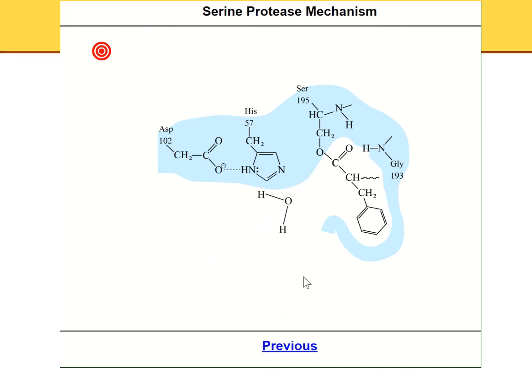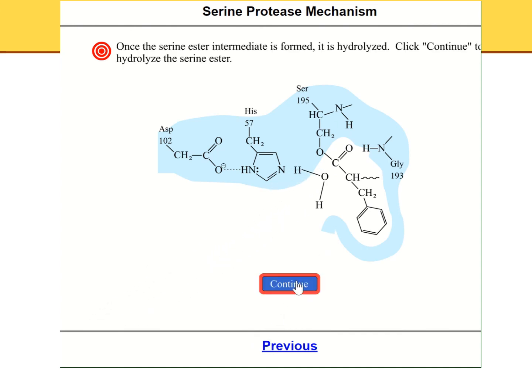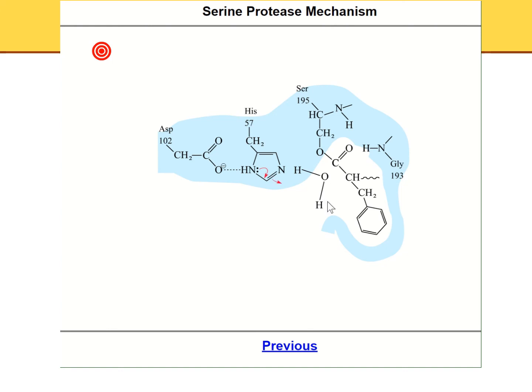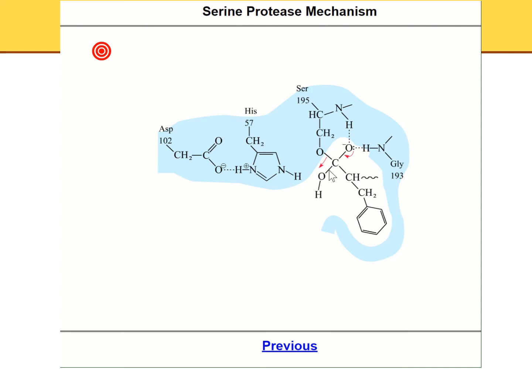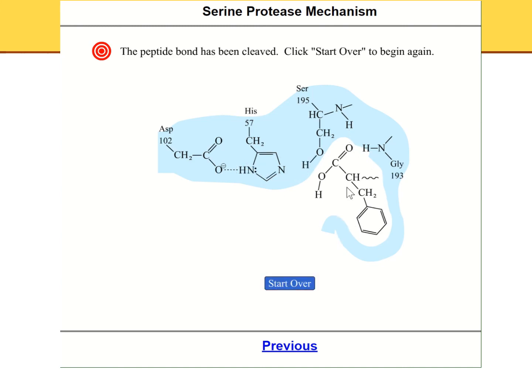And then water comes in. Again, the same reaction. This is a partial positive carbon, so these electrons come here, take over there, you attack that, it goes over there. And then the last step is basically a reversal of the second step, and you have the second half of the substrate being released now, and then the enzyme returns to its original position.